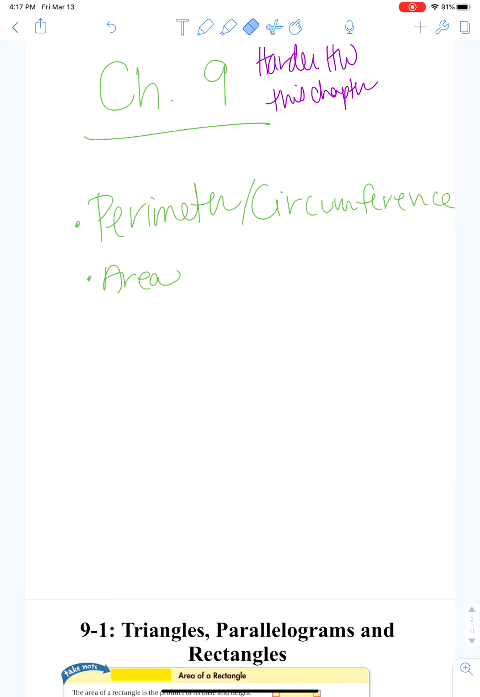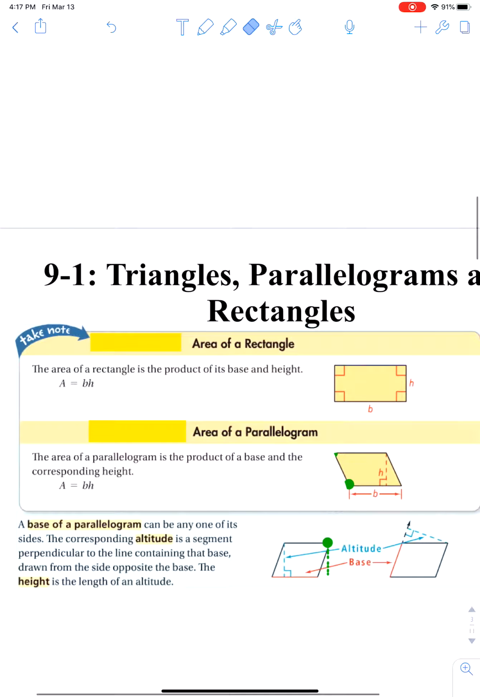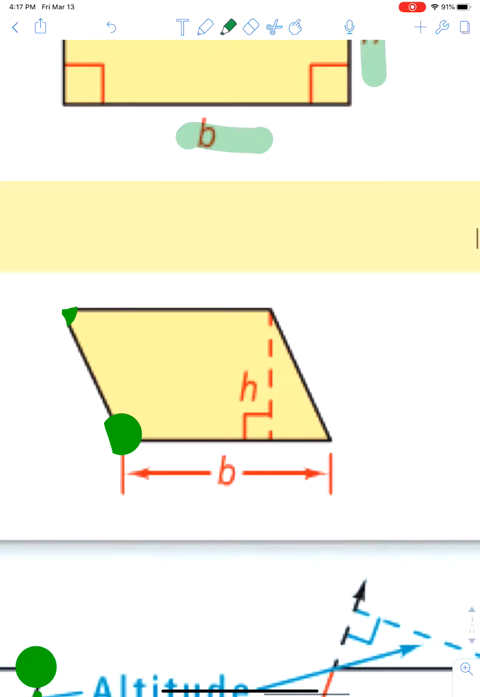Hopefully triangles is a review. A rectangle, you can see here that the area of a rectangle is just base times height. Hopefully you remember that. You take the base of something and you multiply it by the height of something. A parallelogram, kind of like a slanted rectangle, looks similar, but you just take the same formula, the base times the height.